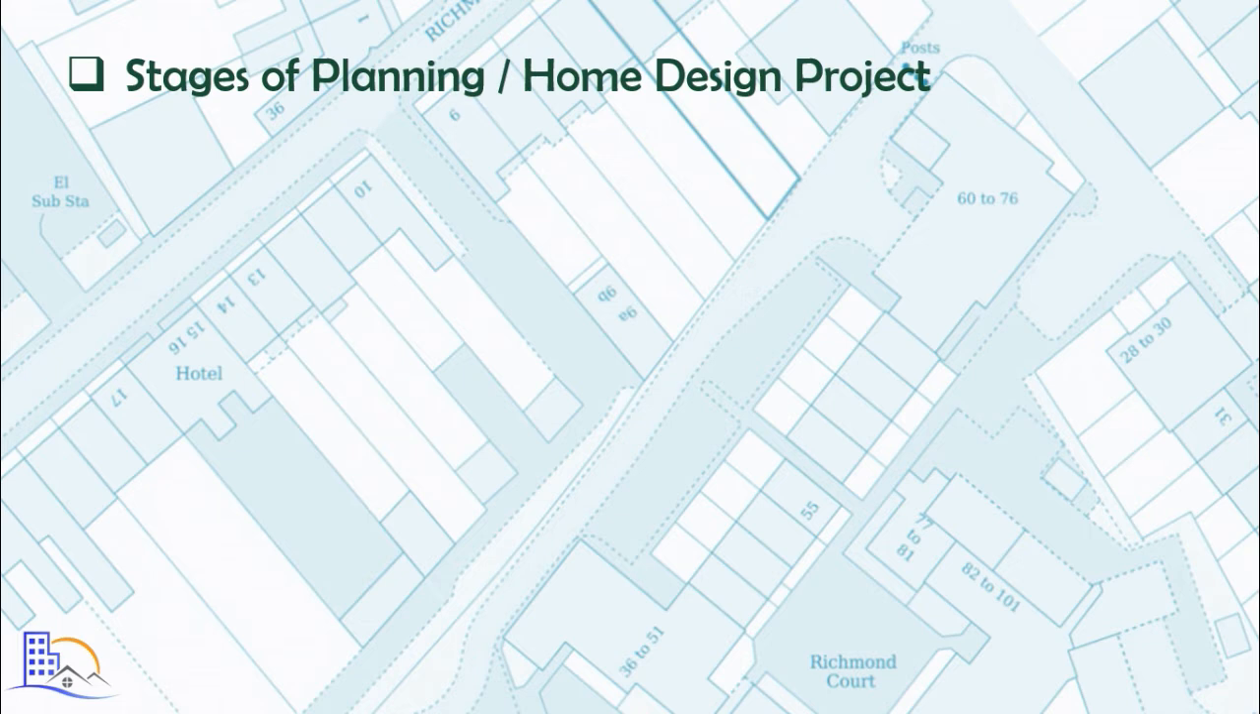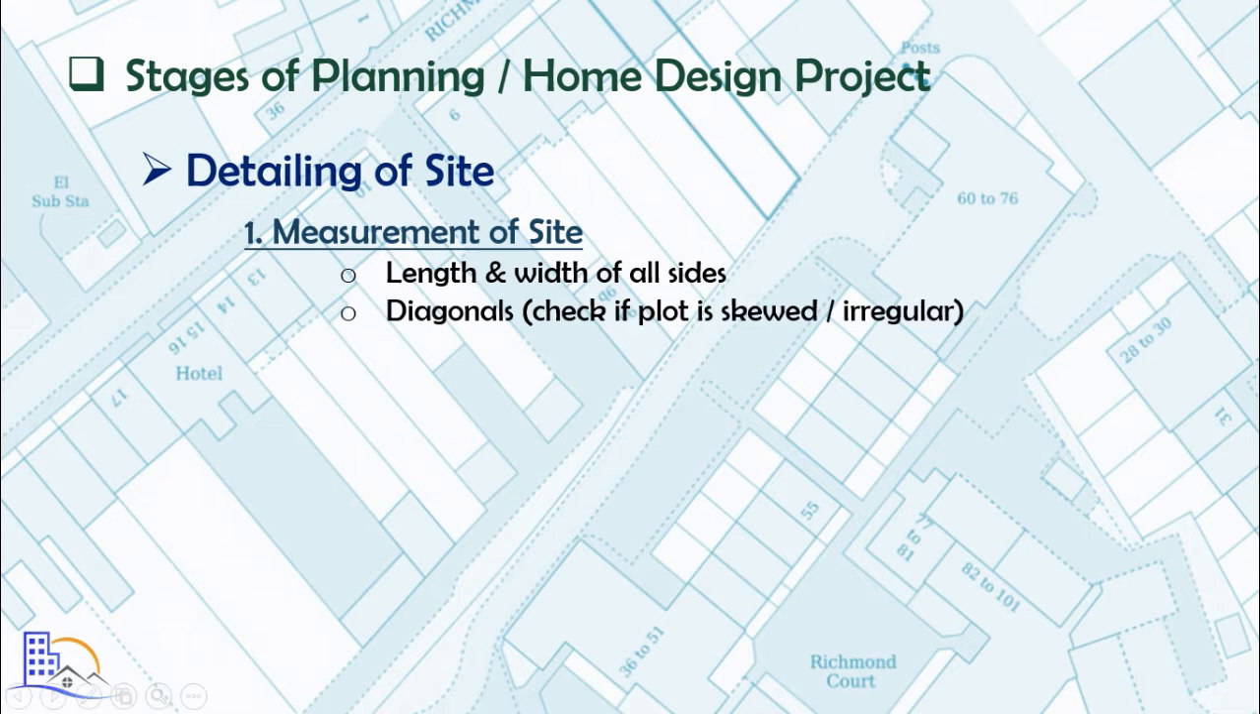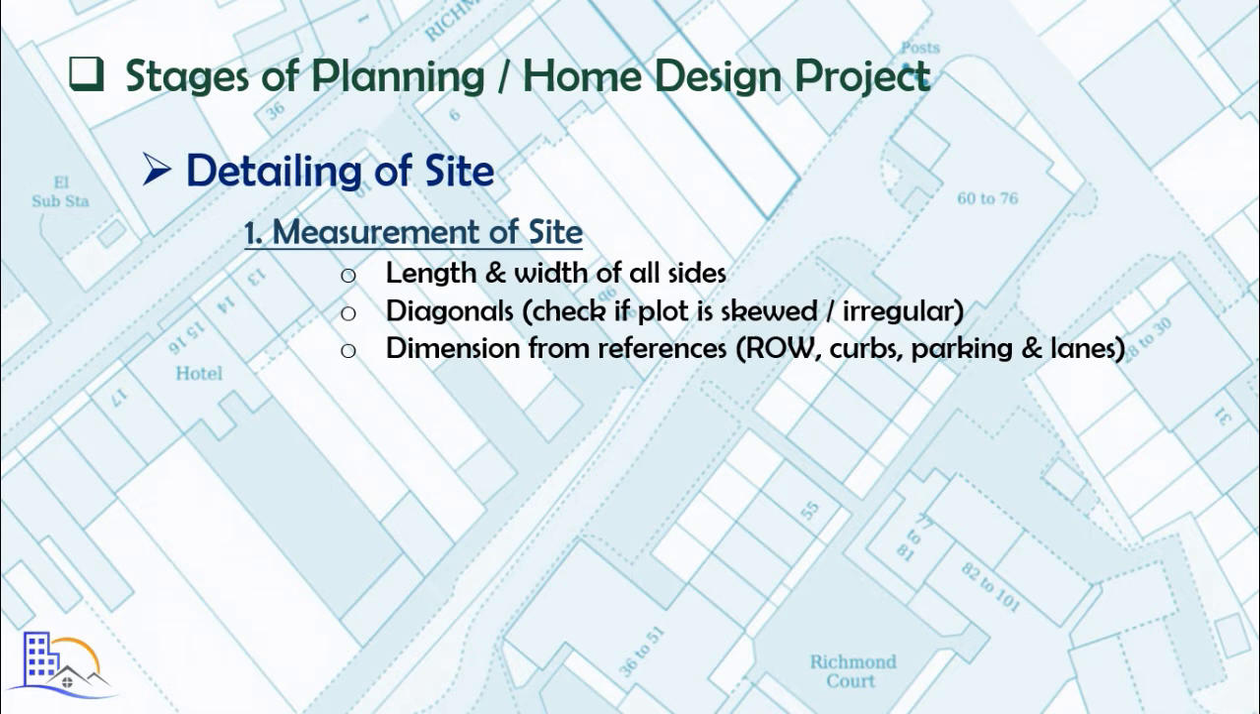Site detailing will be carried out in 3 simple steps. Step 1, we will take measurements. In case of square or rectangle shape, only length and width will be measured. In case of skewed or irregular shaped plot, diagonals will be measured in addition to lengths and widths. Distances from right-of-way, behind the curb and parking will be noted in order to achieve exact position of the plot.